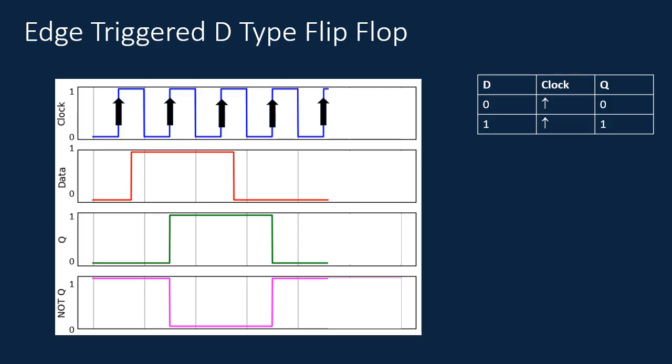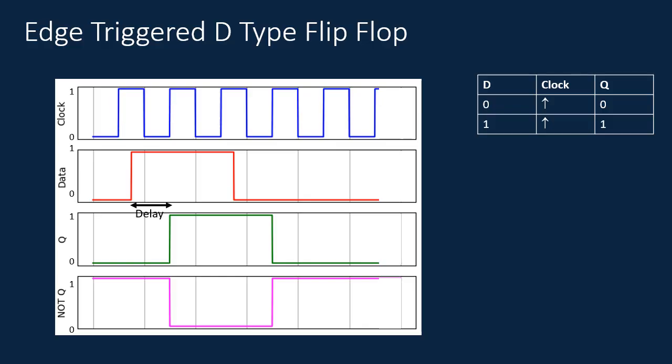At the next trigger, our data remains unchanged at 0, so therefore our output Q remains unchanged at 0. And again, no change happens at this point. Our data is at 0, our Q is at 0.